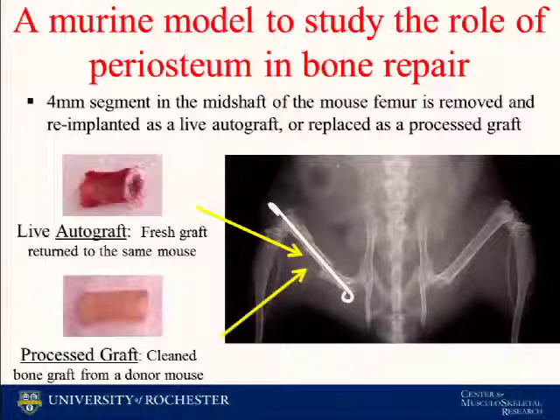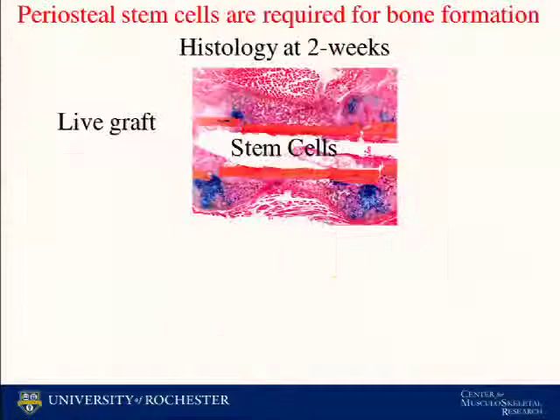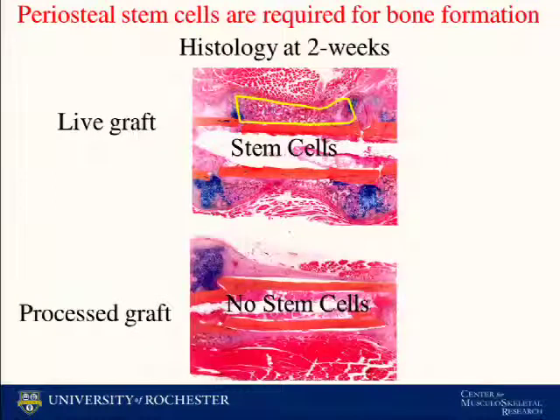And when we perform these studies with the live graft, what we observe is that at 2 weeks, there's a very robust formation of bone along the surface of these grafts. In contrast, when we take the processed graft, interestingly, we see an absence of a cellular response. So in the absence of the transplantation of the cells, the same autologous bone tissue is not associated with the regeneration of bone, indicating again the importance of these cell populations.